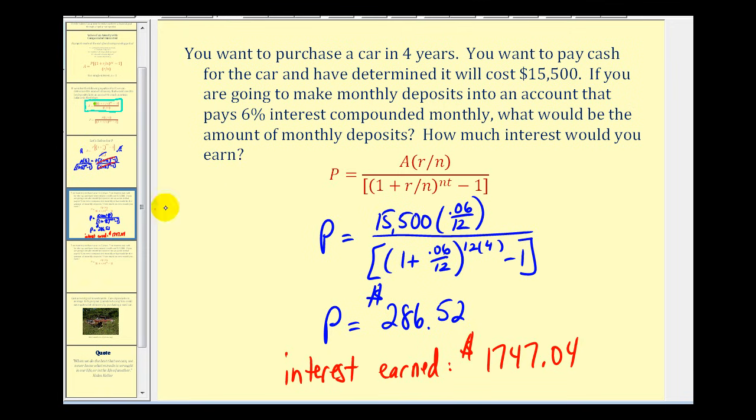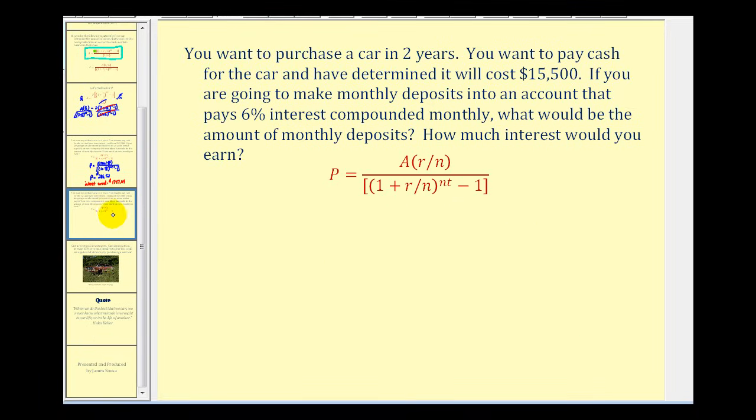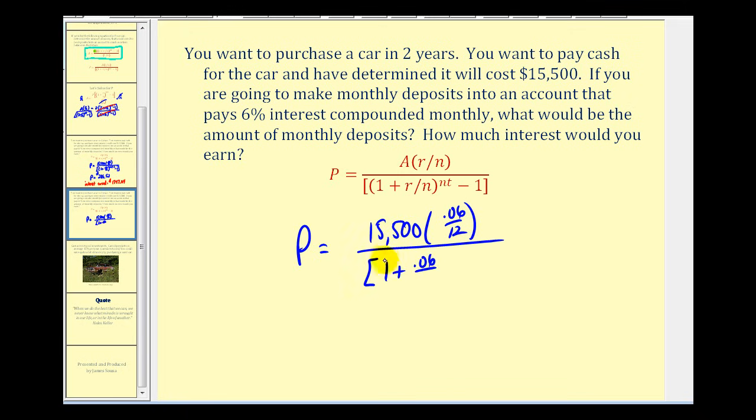Now for the second example, I'm going to look at the same problem, but just change the time frame for the savings. So the only difference on this problem here is that you're going to save for 2 years instead of 4 years. So the formula will be exactly the same, except now t will be equal to 2. So we'll have 12 times 2 as our exponent here. And let's go back to our calculator and see how much more we're going to have to save if we only save for 2 years.